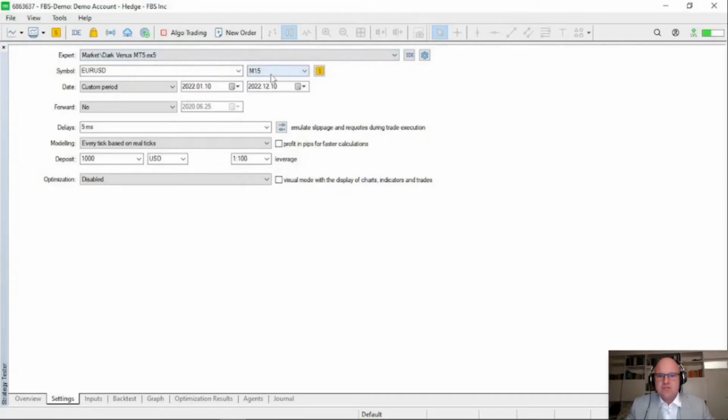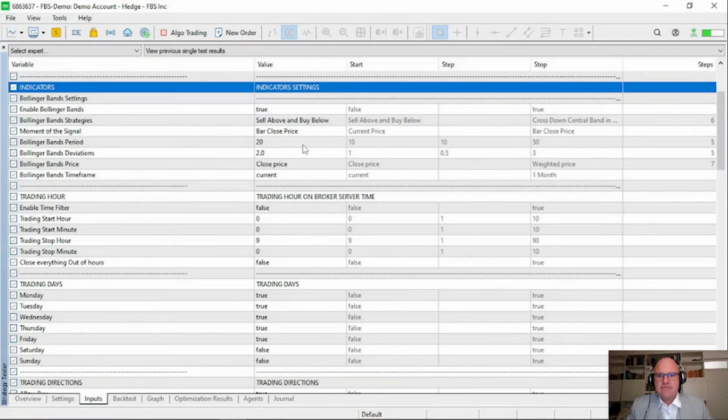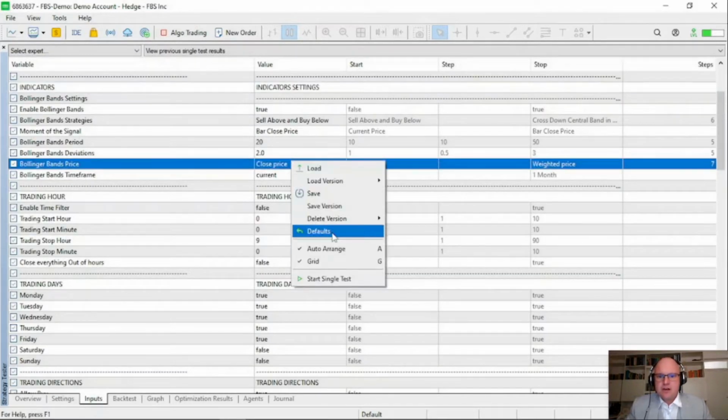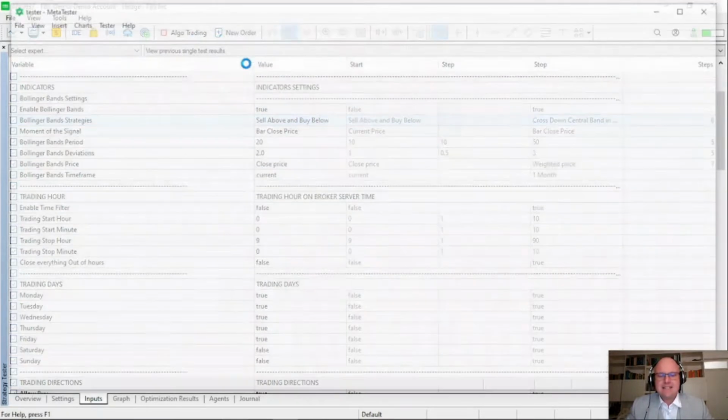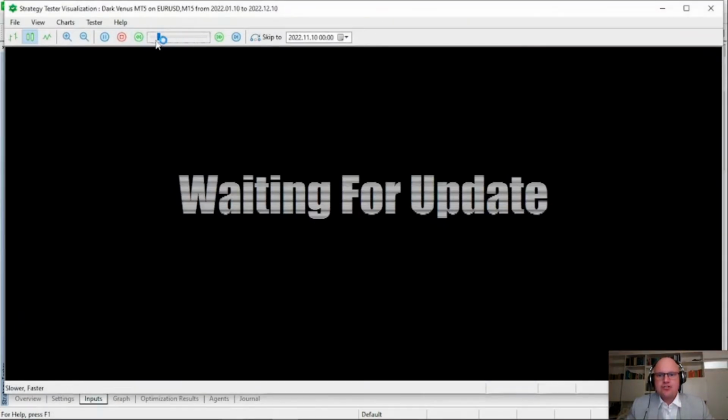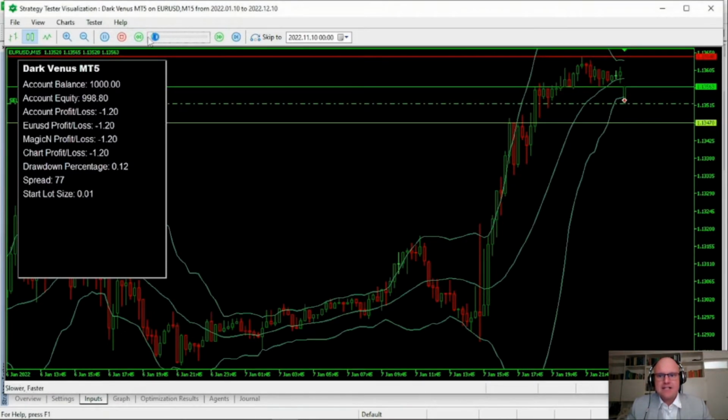So let's move over to our strategy tester, and I will be using the visual mode to explain each strategy. We will be using the Euro USD on the 15-minute time frame, and I will be using every tick based on real ticks for FBS Broker. First, we are going to start with our default settings and take a look at the 6 strategies. First, let's start with sell above and buy below, and buy above and sell below. These 2 strategies use the standard deviation of the Bollinger Band.